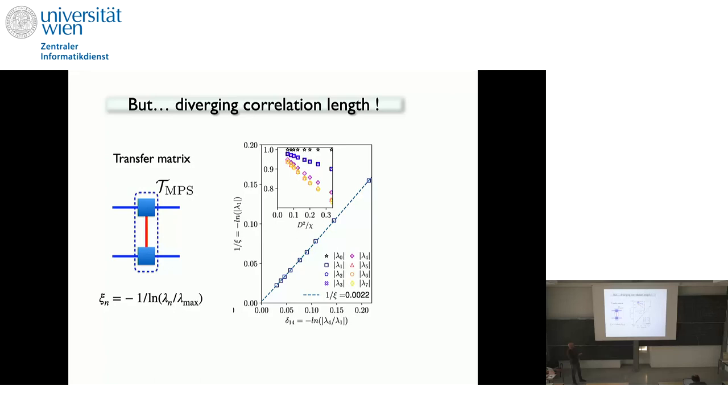Now, what happens if you have a different measure of the correlation, and you look at the spectrum of the transfer matrix? This is the nice way of plotting the scaling: the 1 over the correlation length, as the log of the leading gap as a function of the log of some subleading gap. And you see a very nice scaling suggesting that 1 over chi goes basically to zero. That seems in contradiction with what I said before. But actually, what you measure here is not the short distance correlation. What you measure is really the long distance correlation.